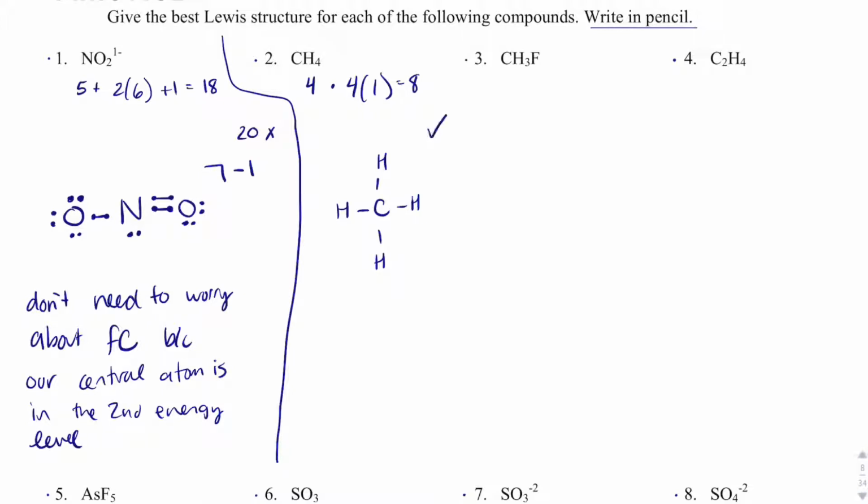We don't need to worry about formal charge because carbon's in the second energy level. And we're good. We don't need a bracket because CH4 is methane and that does not have a charge, so we don't need any brackets.